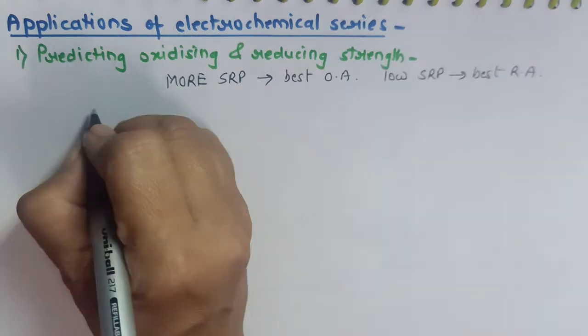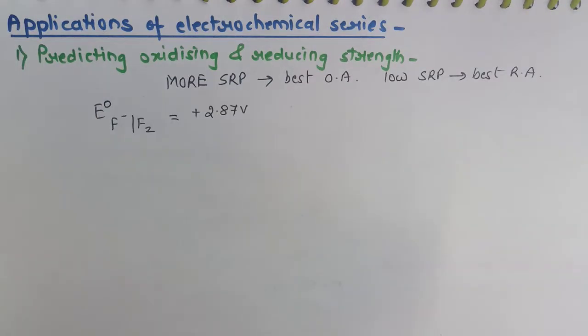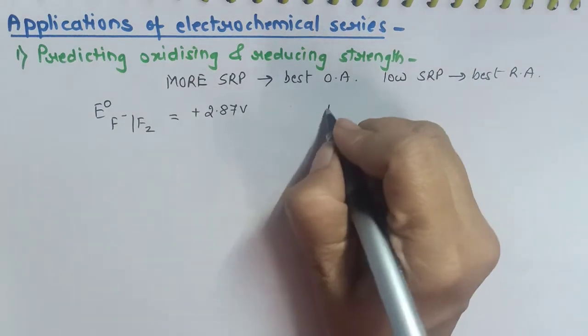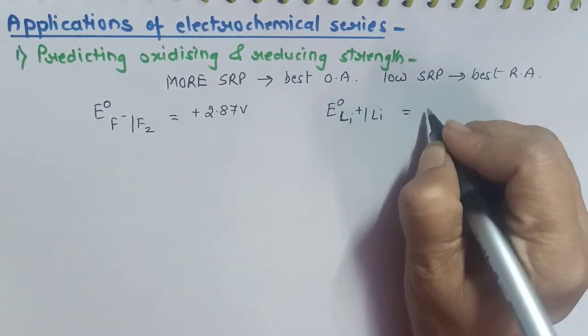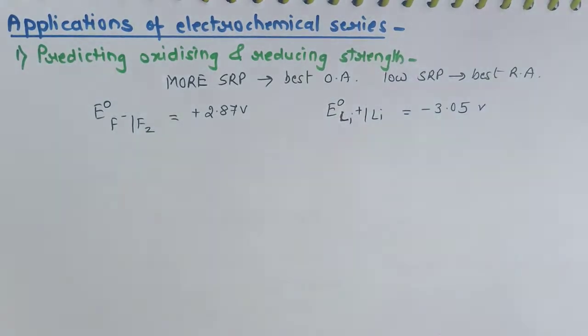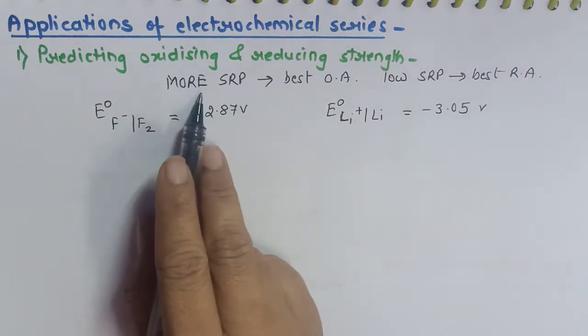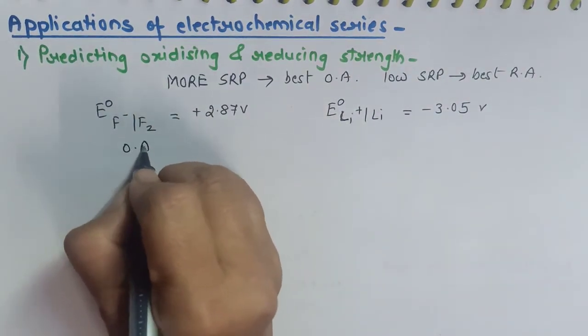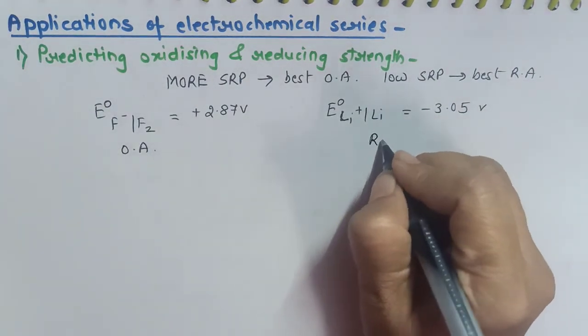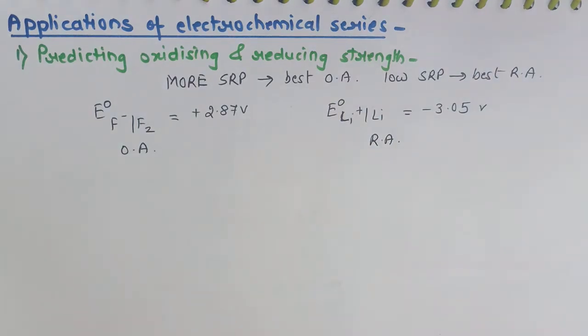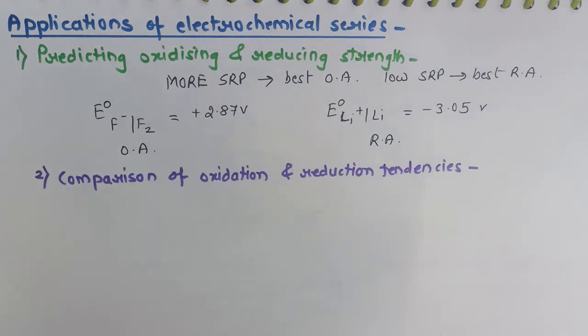For example, we know E0 of fluorine is minus 2.87 volt and E0 of lithium is minus 3.05 volt. So fluorine has more standard reduction potential and therefore it will act as a better oxidizing agent. Lithium, having low standard reduction potential, will act as a better reducing agent. So by comparing the SRP values, we can predict which one will act as an oxidizing agent and which will act as a reducing agent.